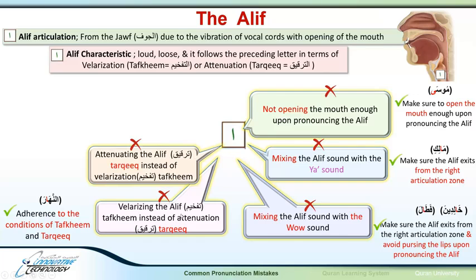The fifth situation is the opposite of the previous one, in which we attenuate the alif, we make tarqiq in the place where we should velarize the alif, in the place of tafkhim. An example of that is ghaibah, where we're supposed to say ghaibah. So the gh is attenuated, while the A is tafkhim. Let's listen. Ghaibah. This is the right way of pronouncing it, not the other way. So again, we have to adhere to the conditions of tafkhim and tarqiq, like the previous one.